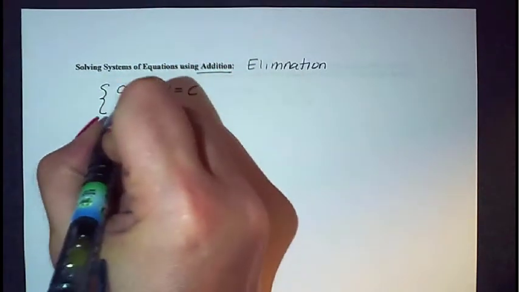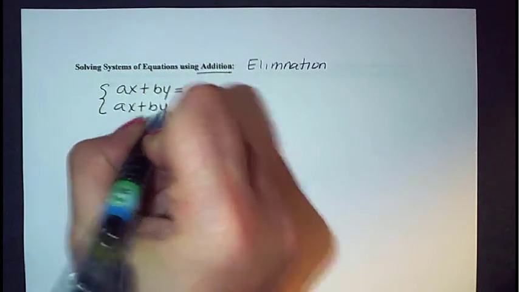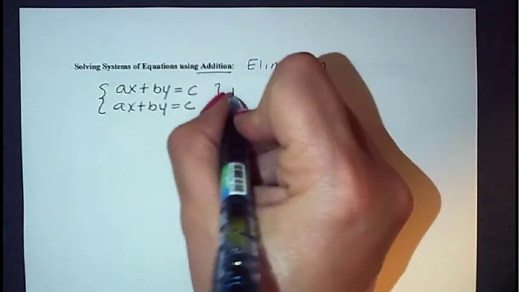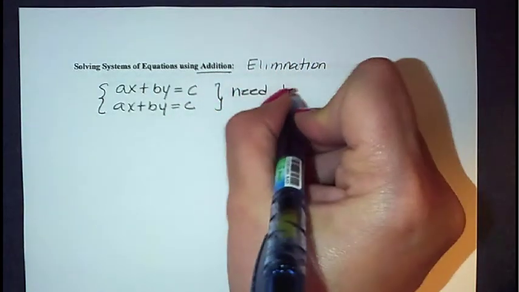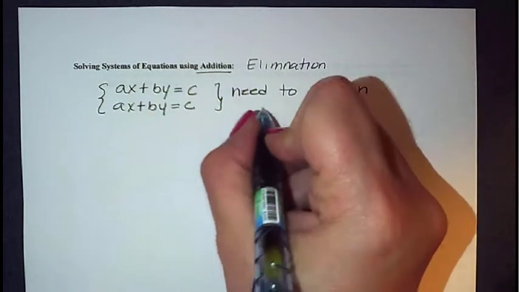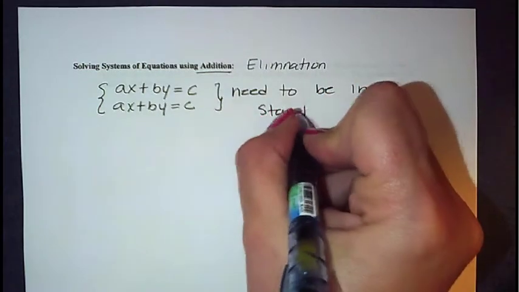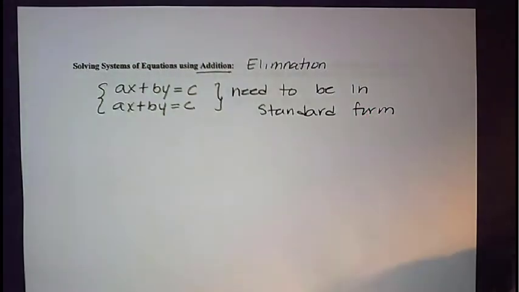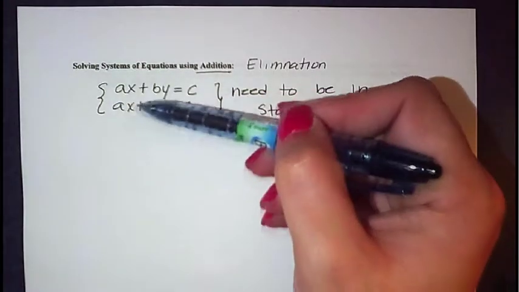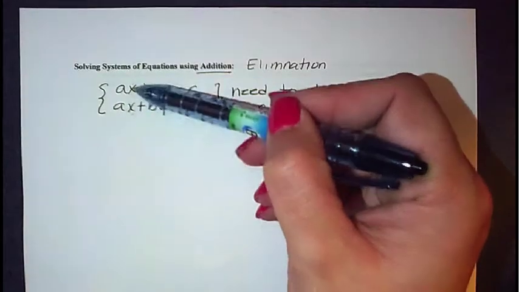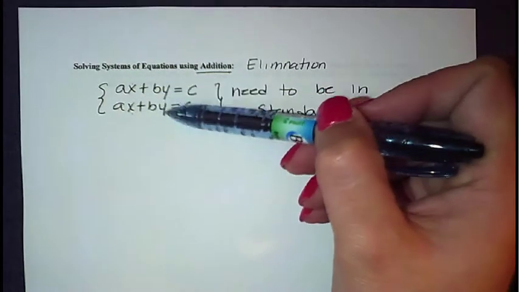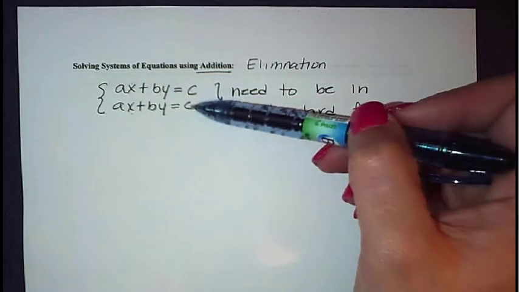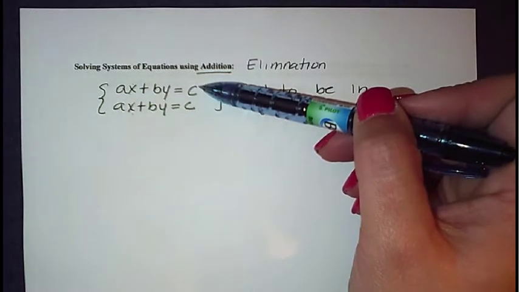with both x and y and a constant. Now for the elimination method, they need to be in standard form. Standard form just means that both your x and your y are on the left-hand side of the equation and that they line up with each other. So notice here both my x's line up with each other, both my y's are lined up with each other. They're both on the left-hand side of my equation. On the right-hand side is my constant or my single number.